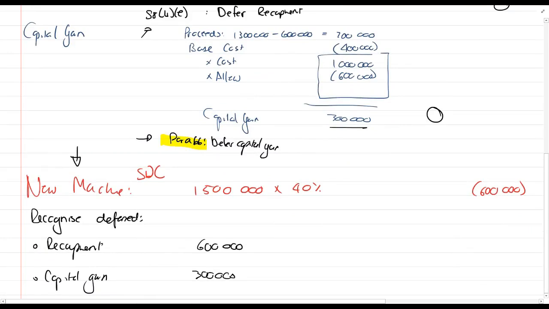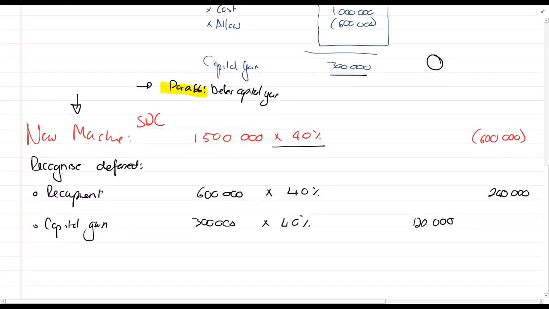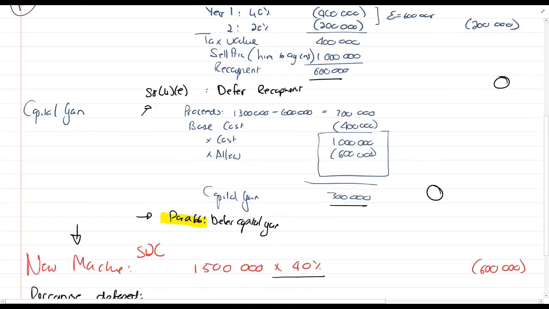So what you do is as simple as this. The new asset we multiply by 40%. So these amounts we will also multiply by 40%. 600,000 times 40%, 240,000, 300,000 times 40%, 120,000. There we go. That is what this paragraph allows us to do. So remember, if we previously had here, I'm just putting it in a different color, 600,000 rands for the recoupment and 300,000 for the capital gain.